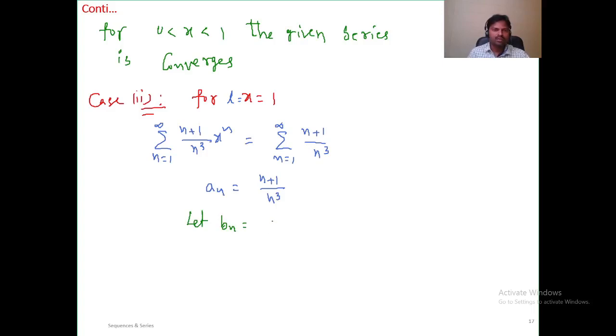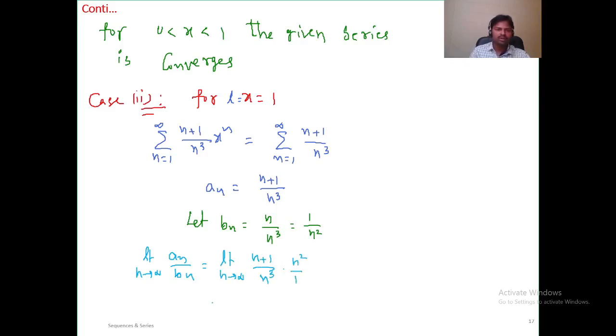For this, numerator maximum n I can take common, denominator maximum n power 3 I can take common. So overall which is 1 upon n square. Let us choose Bn is 1 upon n square. Okay, then find out what is the limit of the ratio. So limit n tends to infinity, an by bn, which is limit n tends to infinity. What is an here? An is n plus 1 by n cube divided by n square by 1.